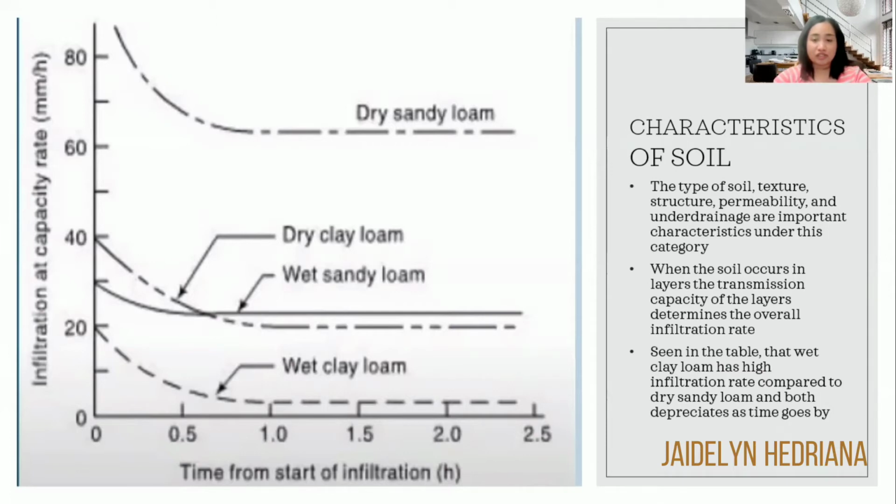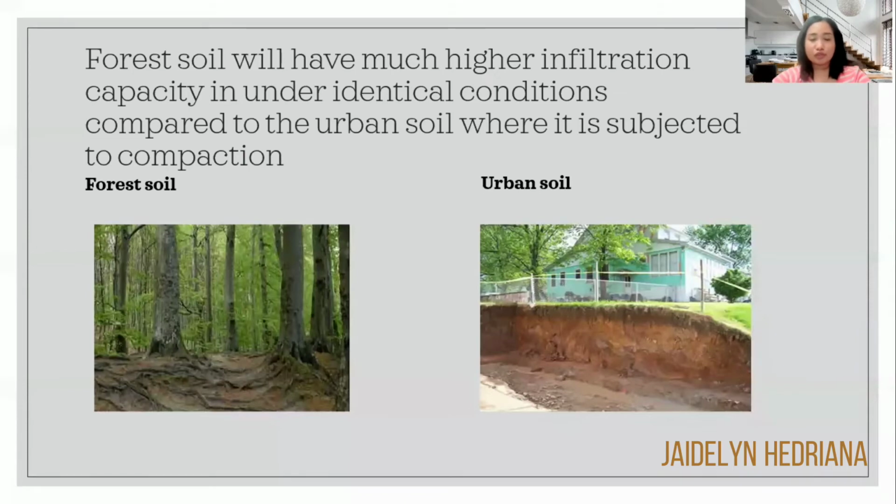This is the rate of infiltration when the soil is fully saturated. Therefore, as seen on the table, the wet clay loam has a high infiltration rate compared to dry sand loam, and both of them depreciate as time goes by. Moreover, between forest soil and urban soil, forest soil will have a much higher infiltration capacity under identical conditions compared to the urban soil, where it is subjected to compaction.